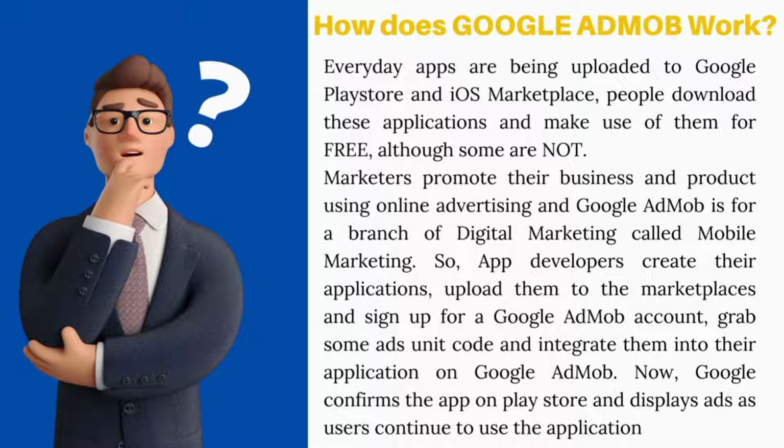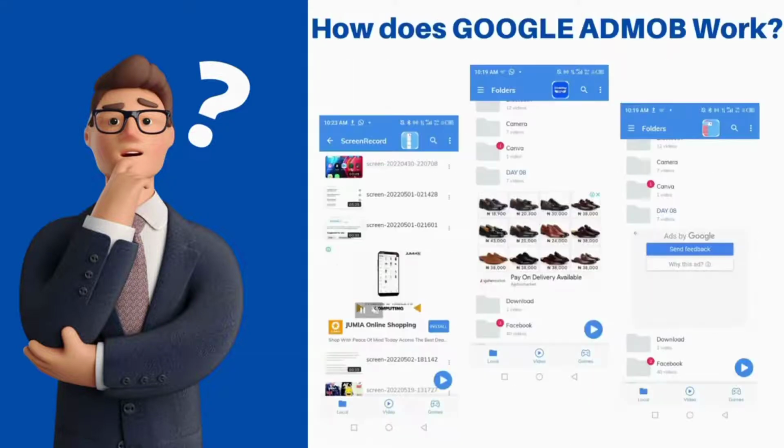When that is being done, Google is going to take time to verify that application, to see if it is really listed on the Google marketplace. The Google marketplace for mobile applications is the Google Play Store. After Google has confirmed the application on the Play Store, they display ads as users continue to use the application. So that's how it works. Now let's go into more in-depth information on this.